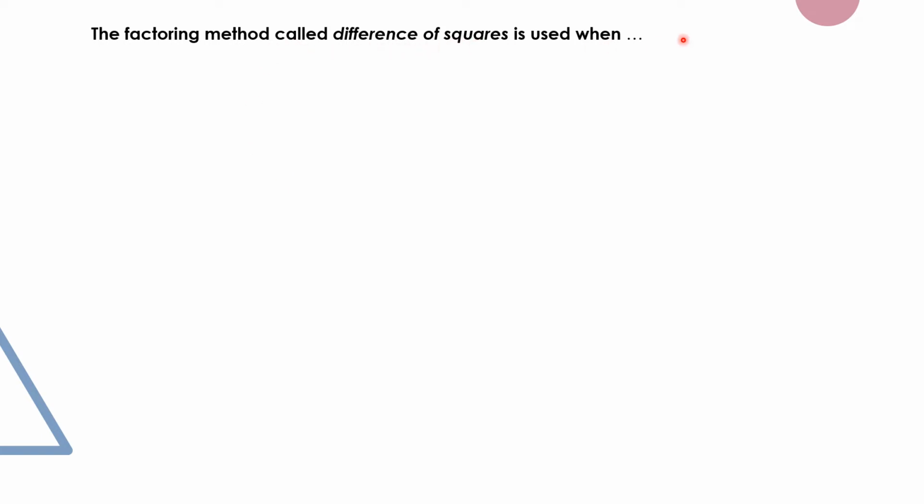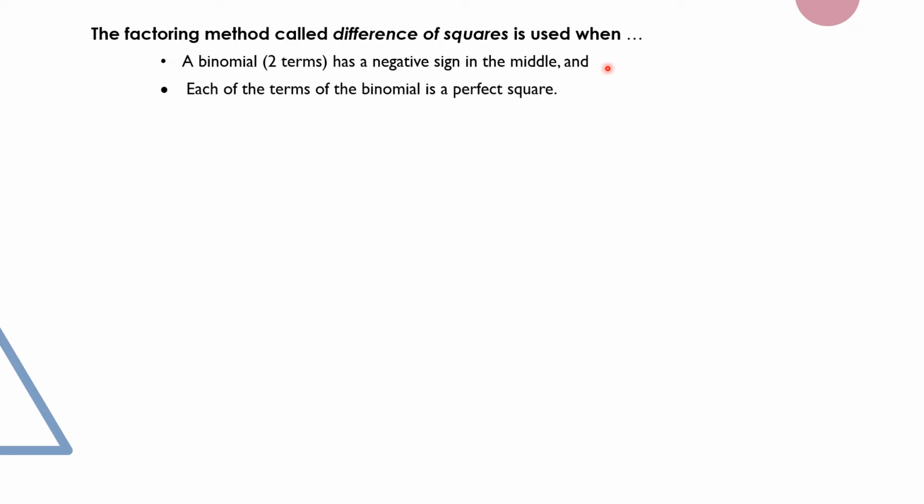So the difference of squares is used when you have a binomial, that's two terms, and the binomial has a negative sign in the middle. So that's important. If you look back to the answers we got for example 1, they were all like that. And each of the terms of the binomial is a perfect square, and that's what happened with the answer for example 1.